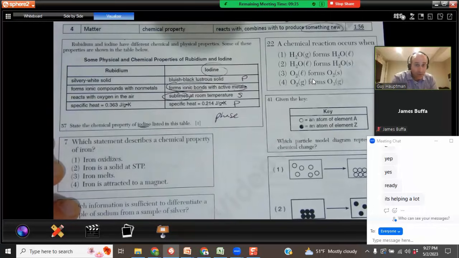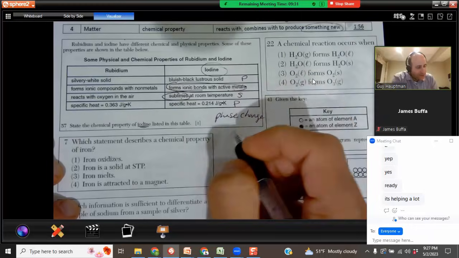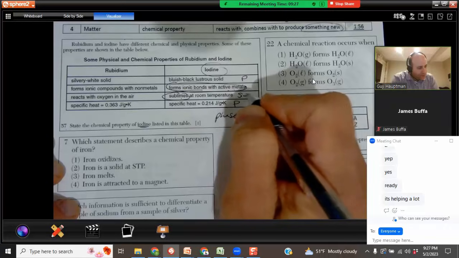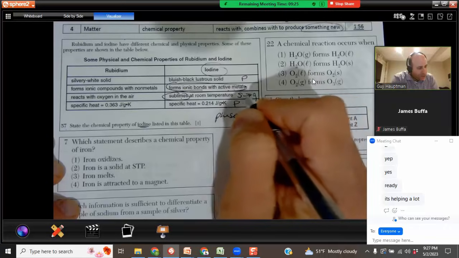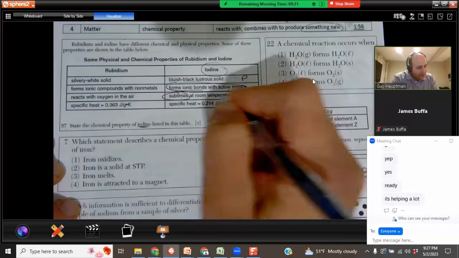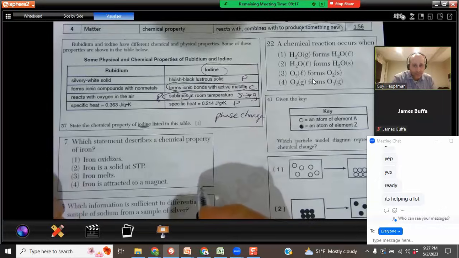It's still water. Nothing new was produced. So any phase change, and I'll go through the phase changes, like when it goes from a solid straight to a gas, that is a physical change. So this is our answer here, chemical change.